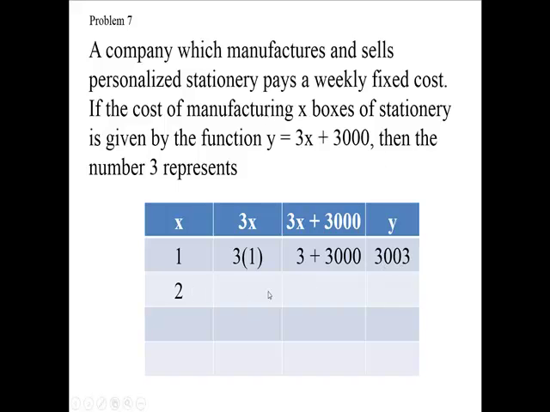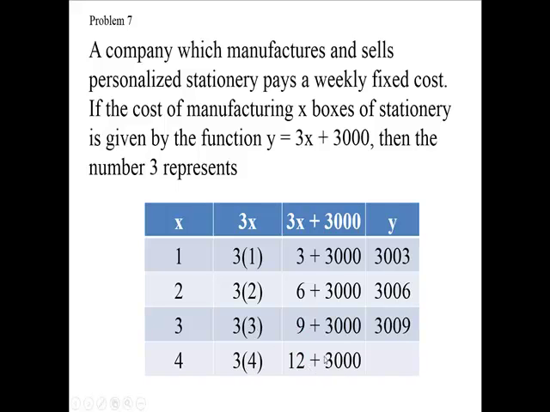If you make 2 boxes, take 3 times 2, you're going to have 6 plus 3,000. You're going to move up $3 here. Okay? It looks like every time the fixed cost is going to stay the same here. This is changing for the number of boxes, but the weekly fixed cost looks like that's 3,000, doesn't it? 3 boxes, you have $9 plus the 3,000. 4 boxes, you have $12 plus the 3,000. But you're going to pay 3,000 no matter what happens.